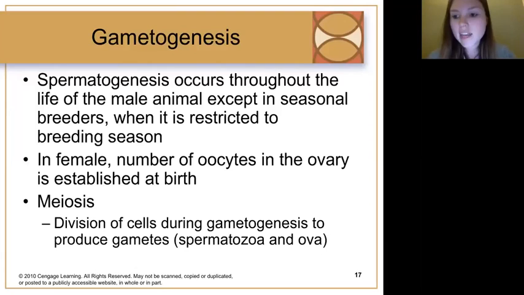And then, like I said, in females, the number of eggs in the ovary is established at birth. So once that process is done, it's done, and the female is not going to produce any more eggs at any point in time. Meiosis is just the division of cells during the production of gametes, so the sperm and the egg. I'm going to talk a little bit more about that in detail.